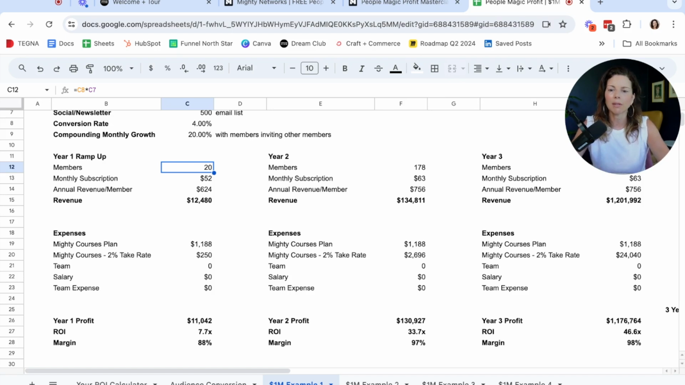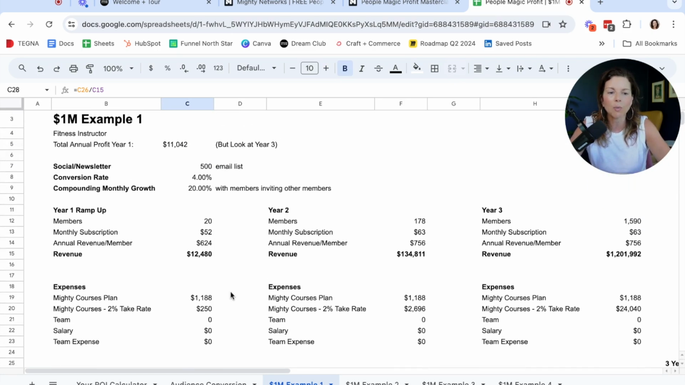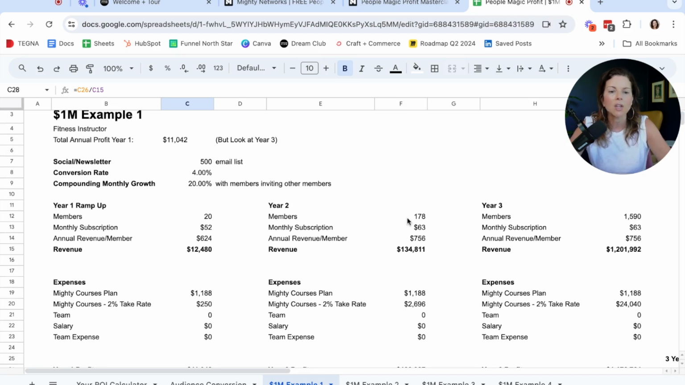Who would say a month? And then the take rate of $250. So that's 2% of that 12,000. Profitability, 88%, ROI of 7.7 times. Now, here's where things started to get interesting. So in year 2, they were at 178 members. How did they get here?